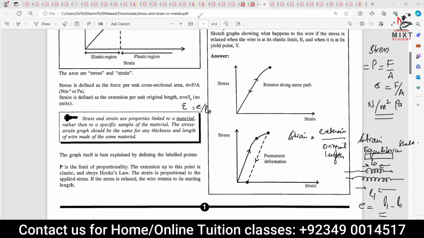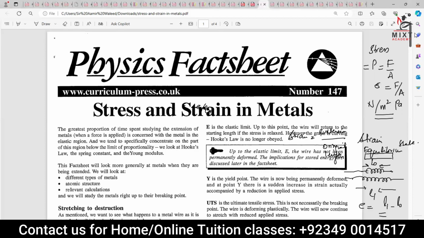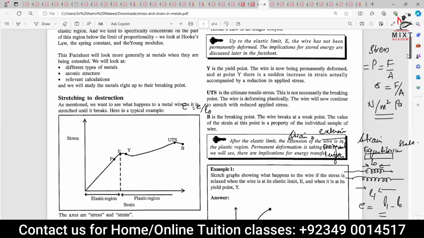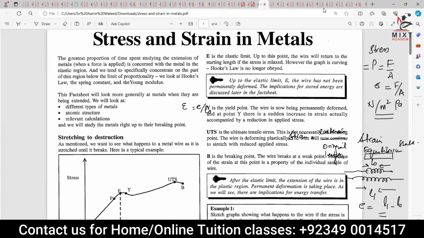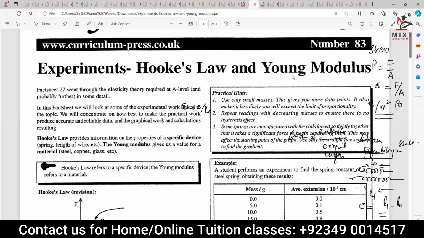Okay, now a few more things. Let's put a heading Hooke's law. To explain that, we have to explain Hooke's law first. And let's quickly see what Hooke's law is saying.